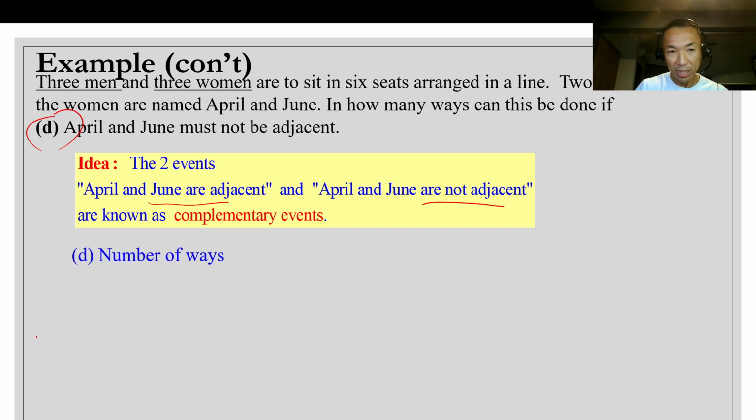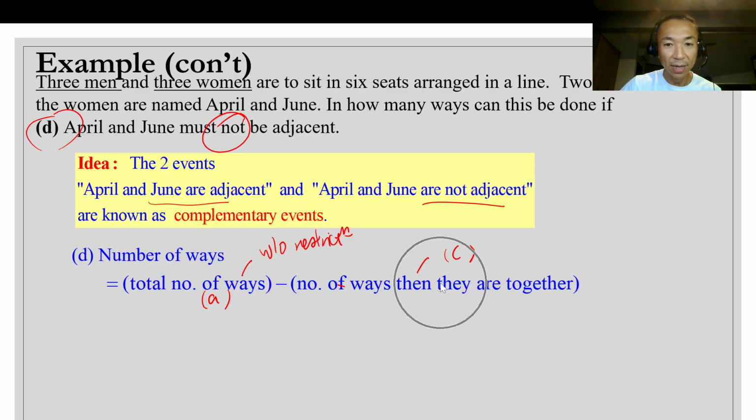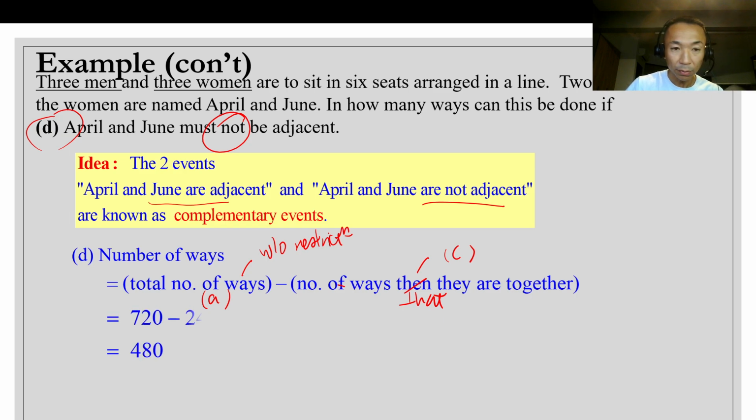So the number of ways that they are not adjacent to each other must be the total number of ways that you can arrange, essentially without restriction, which was your part A answer of 720, minus your part C answer, the number of ways that they are together. So it must be 720 minus 240, therefore the answer is 480.